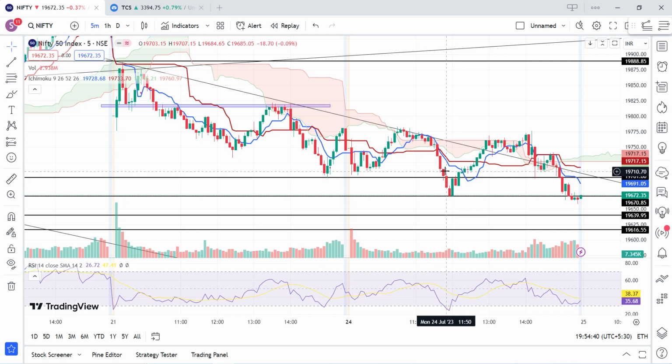So that's the reason I took the 19,800 CE sell, and again it comes back, but I didn't exit my trade. Here it crosses, here it crosses. So that's the reason I exited my trade here. Which trade did I exit? Actually, I exited the 19,650 PE sell.